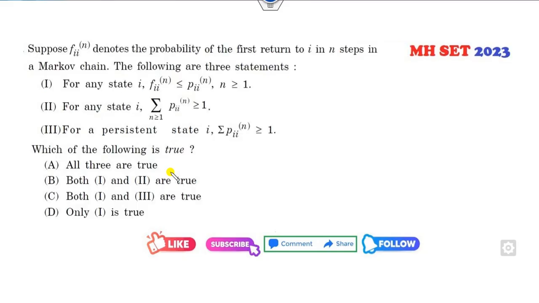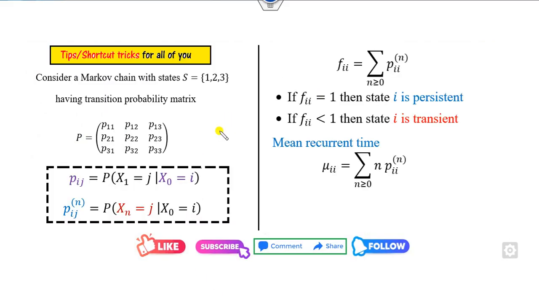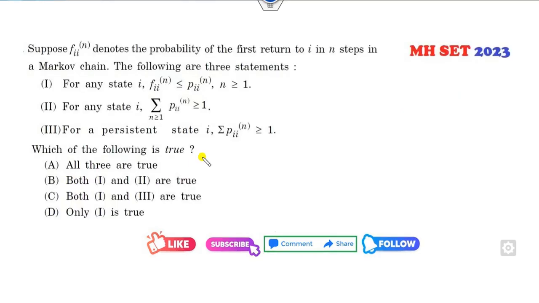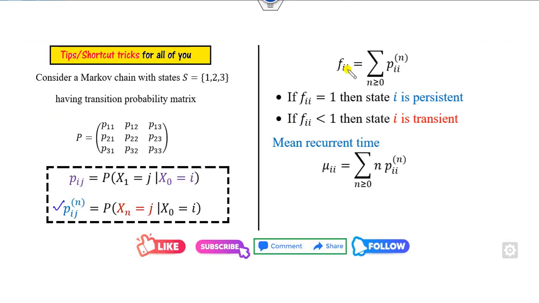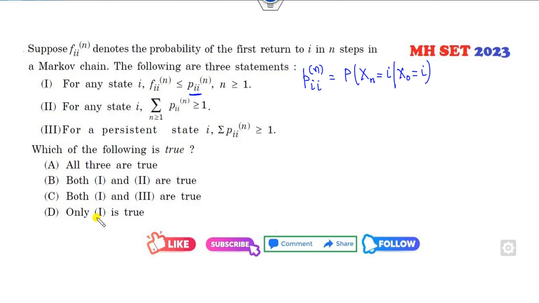Fij denotes the probability of the first return. Which of the following statements are correct? That's very simple again, using my shortcut tricks. What is Pii of n? That means the probability of an n-step return to i. What is Fii? Fii is defined here. Looking at the options, the first one is obviously a correct option.